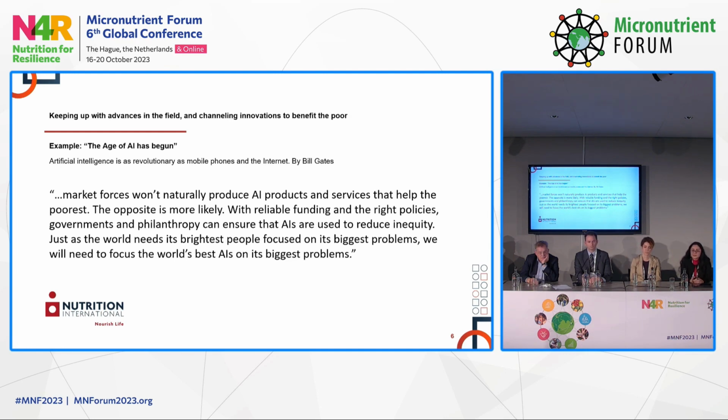And there's this quote in a blog from Bill Gates that I read over the summer as ChatGPT had been publicized and the age of AI has begun. What he himself is saying here is, market forces won't naturally produce AI products and services that help the poorest. The opposite is more likely, and with reliable funding and the right policies, governments and philanthropy can ensure that AI is used to reduce inequality. So I just want to close with that. We are talking about innovation in data and really bringing these frontier advances to serve the poor. But we also should acknowledge that they don't just naturally happen. These are not the populations that are the target or the audience for some of these advances.